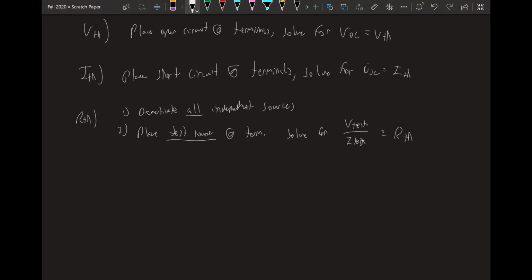Also to note, if you have any combination of two of these quantities, you can solve for the third using Ohm's law, right? So V Thevenin equals R Thevenin times I Thevenin. So really, you only solve for two, but solving for all three is a good check. Let's do a quick example.